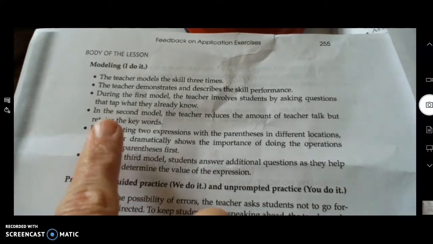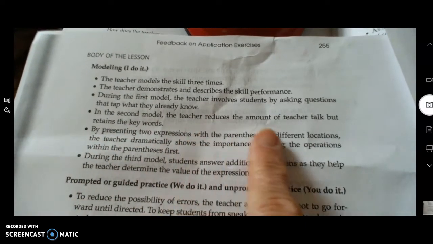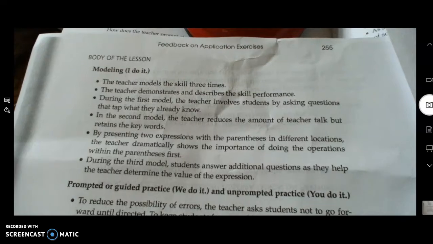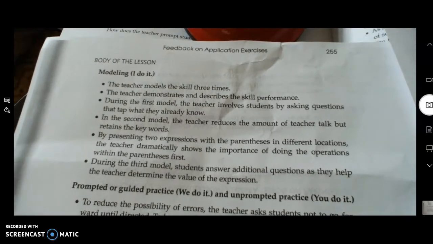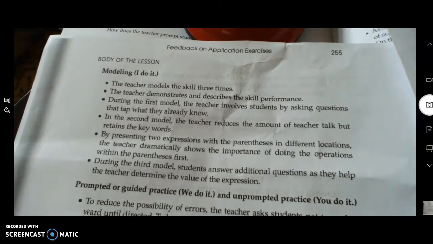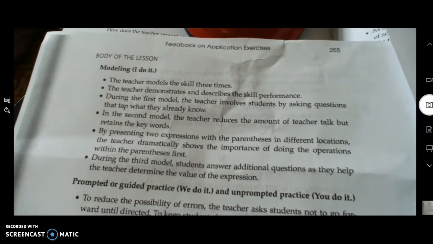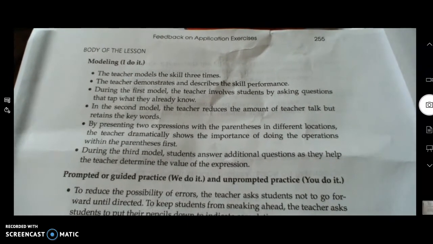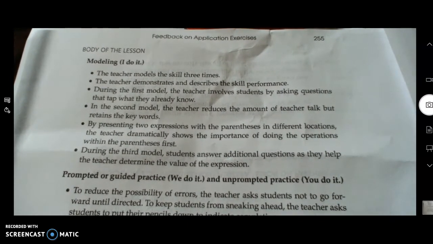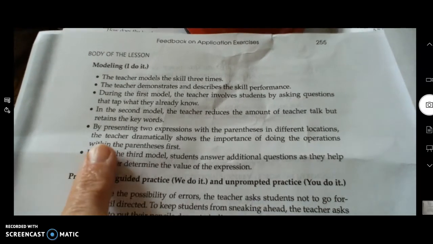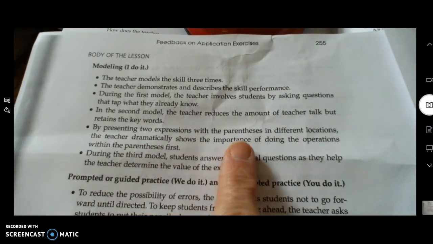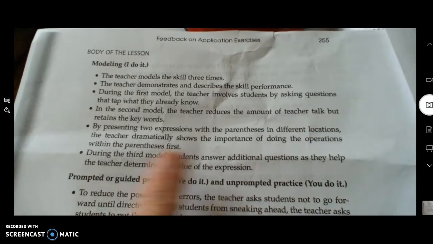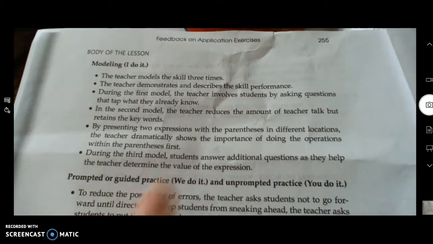In the second model, the teacher reduces the amount of teacher talk, but retains the key words. So still teacher modeling, still watch me, but now, okay, I'm going to ask you some questions. I need you to be a little more involved, but you're still not ready to be involved completely, 100%, by yourself without me. And then by presenting 2 expressions with the parentheses in different locations, the teacher dramatically shows the importance of doing the operations within the parentheses first.